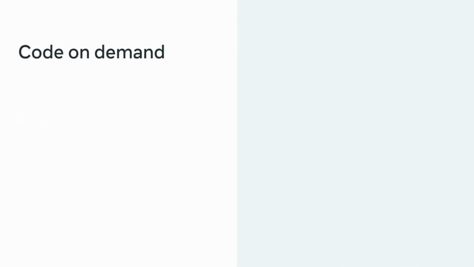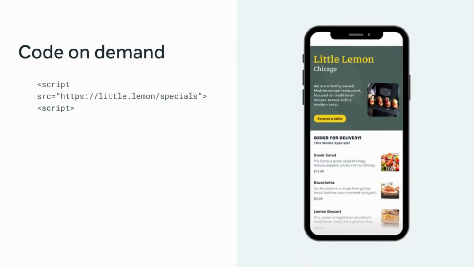Lastly, code on demand means that the API may deliver some business logic or code that the client can run to further improve the response result. To understand this code on demand feature, consider the following script tag that loads some JavaScript code from an API endpoint of the Little Lemon restaurant. Once loaded, this script can display any special menu items for that day.